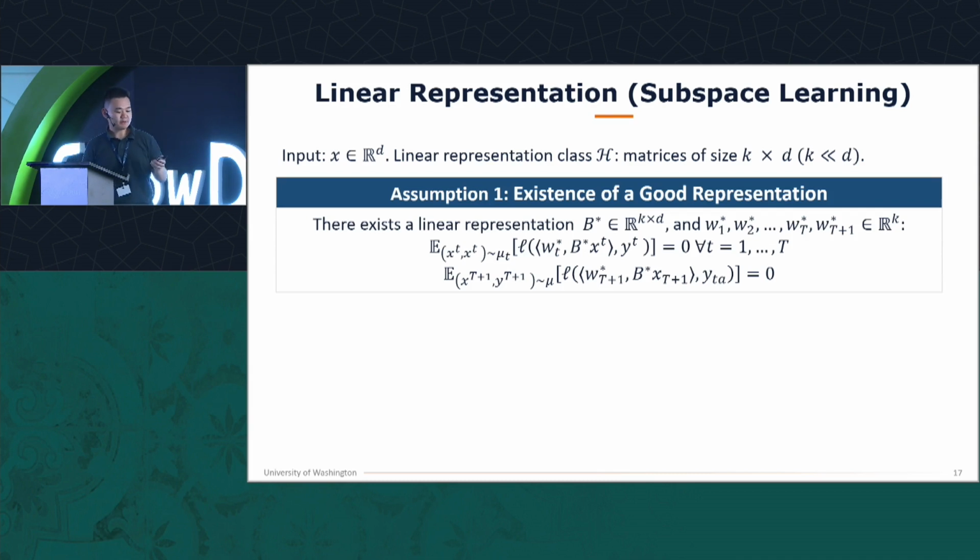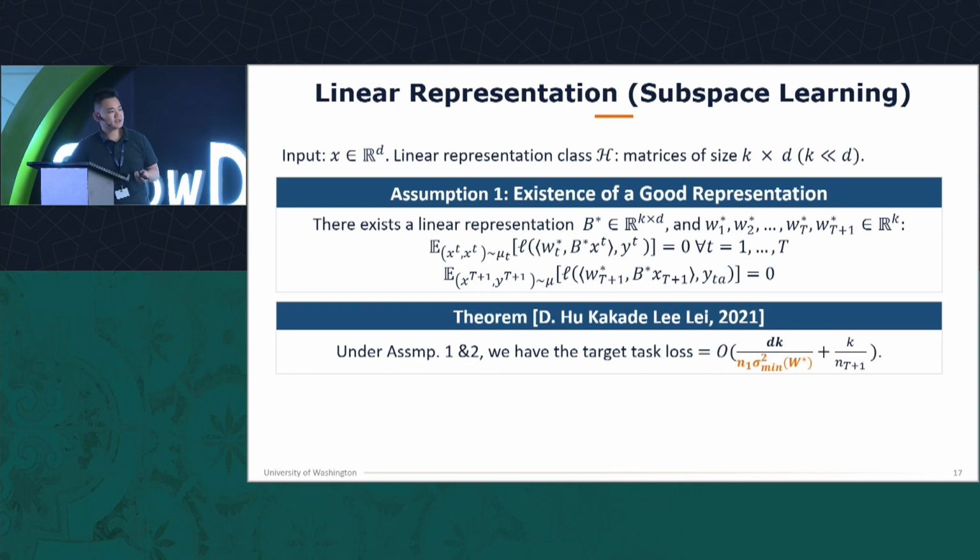So the first assumption will become like this. There exists some B star of dimension k by d, and this set of vectors, w1 star to w_{t+1} star, the composition of B star x and w star, they achieve zero loss. So this is the theorem we can show. Under these two assumptions, we can get a bound like this.